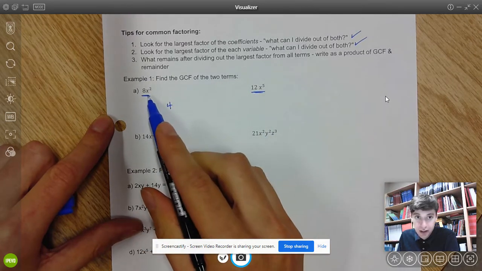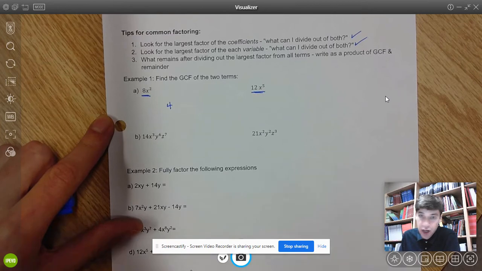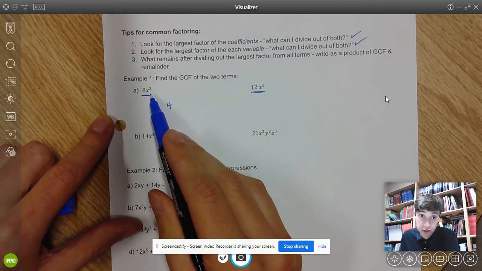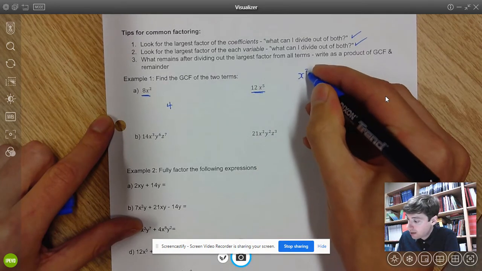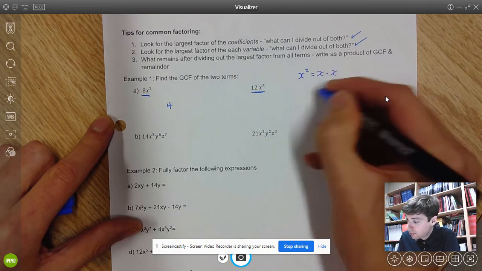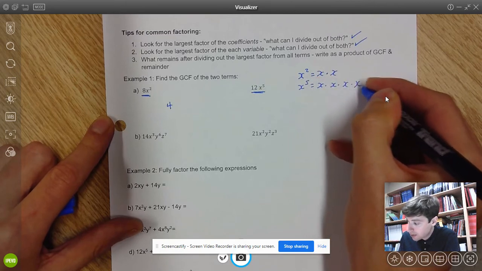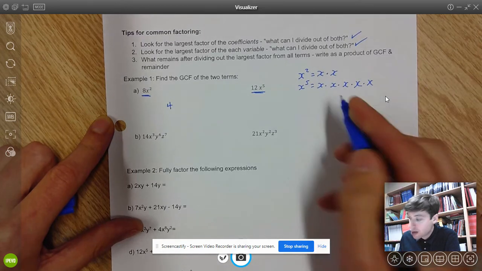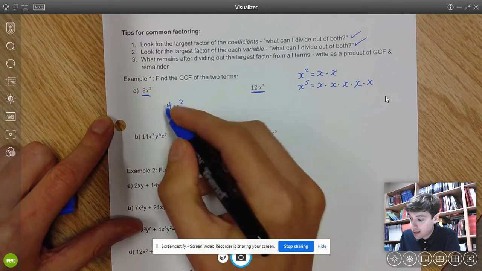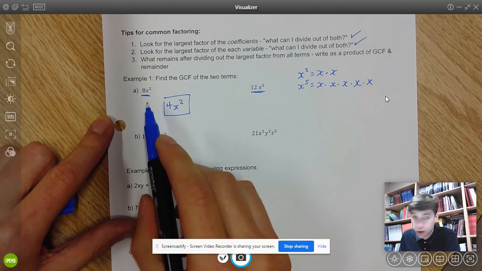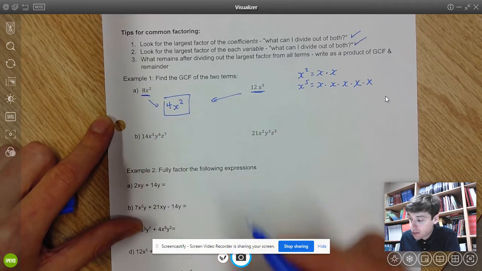How many x's can divide into x squared and x to the 5th? So what I'm trying to do is, how many x's do they share? Well, they share 2. This one only has 2 x's. This one really has 5. If it helps, you can think about that: x squared equals x times x, and x to the 5th equals x times x times x times x times x. So they each share 2 x's, so my greatest common factor is going to be x squared. So 4x squared is shared by both 8x squared and 12x to the 5th. That's my greatest common factor.